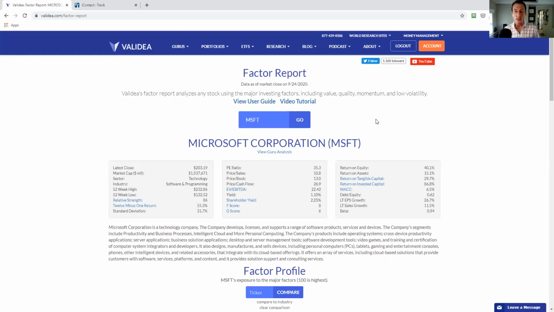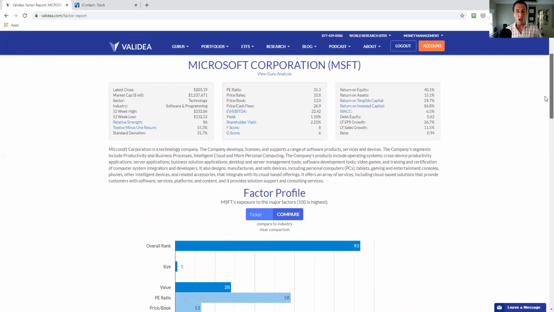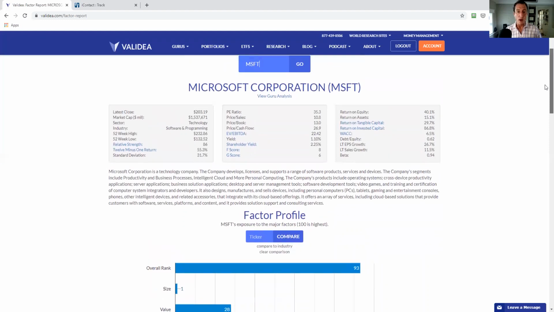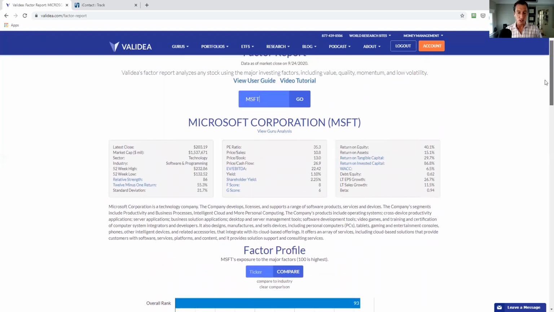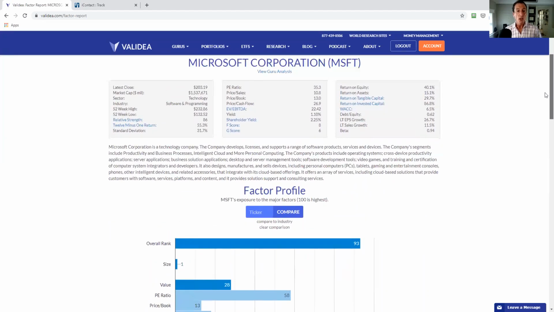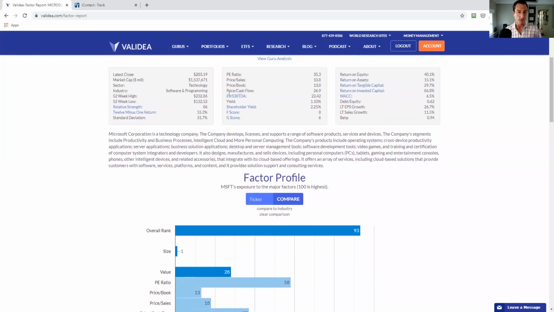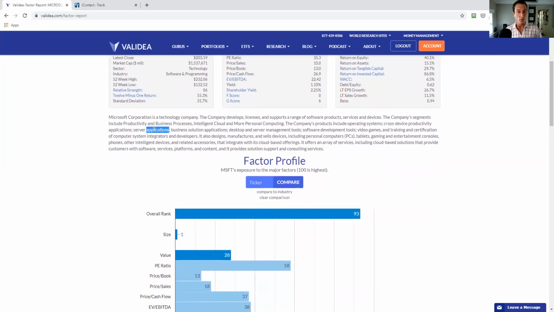The Factor Report is another way that gives you insight into how a stock stacks up based on the well-known investing factors that have been discussed either in the academic world or other places. So here we're looking at Microsoft. You have a table here that gives you a lot of fundamental data points. I'm not going to go through it all, but you can see there's some valuation stuff, some profitability things, growth rates here.